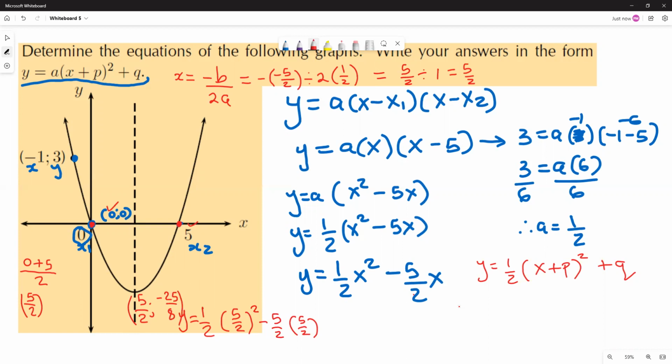Now you can easily write this in the turning point form, which is that x, remember, if it's positive here, inside it must be negative. So you have negative 5 over 2 squared, the outside remains the same. So it's minus 25 over 8. And that's finito. Now we're going to go to the next question.